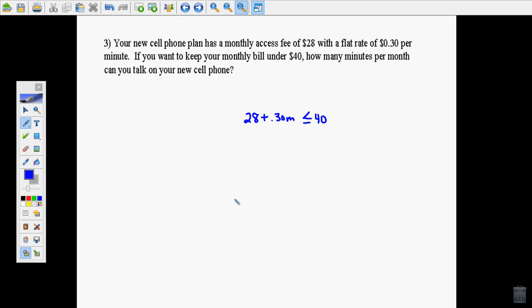Okay, let's go ahead and solve that inequality and figure out what our answer would be here. Subtract 28 and you get 0.3m is less than or equal to 12. Now we want to divide 12 by 0.3, and we get m is less than or equal to 40. So less than or equal to 40 minutes. Not very reasonable anymore.